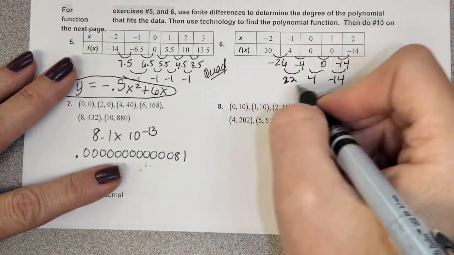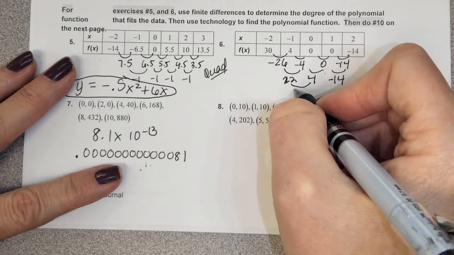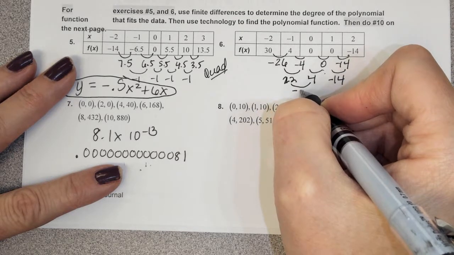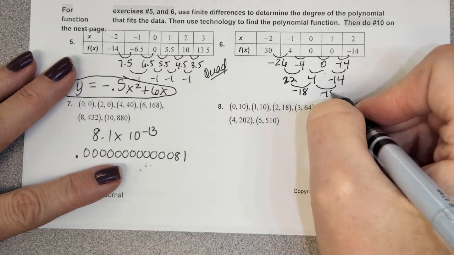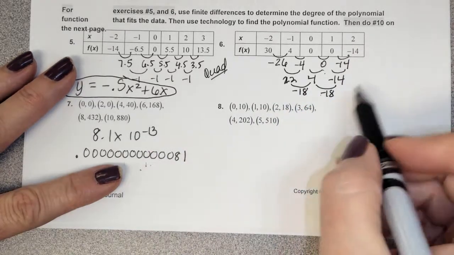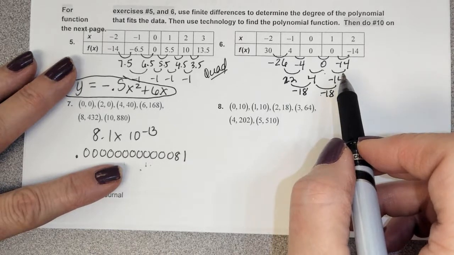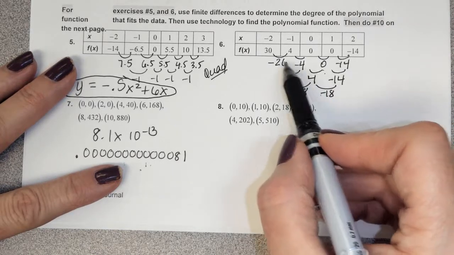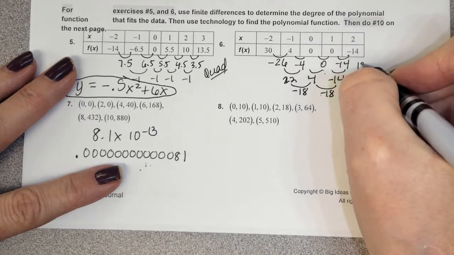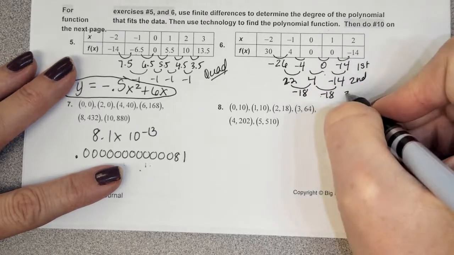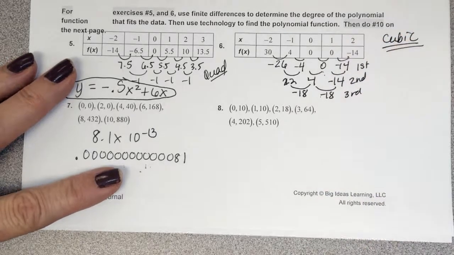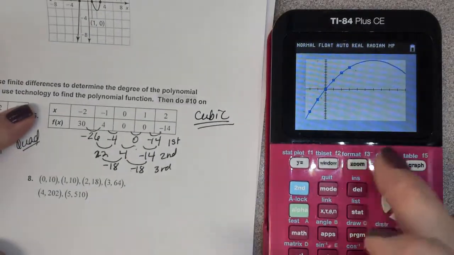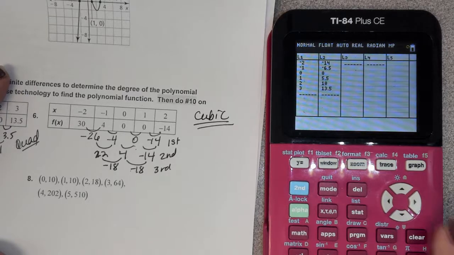So now, we're going to look at our next differences. This is going to be down 16, or 18 rather, and this is going to be down 18. So what does that mean this function is? Here's our first differences. Yeah, it's going to have to be cubic. So this must be cubic. So let's go ahead and find this cubic equation. Do it on your own. I'll be doing it up here.